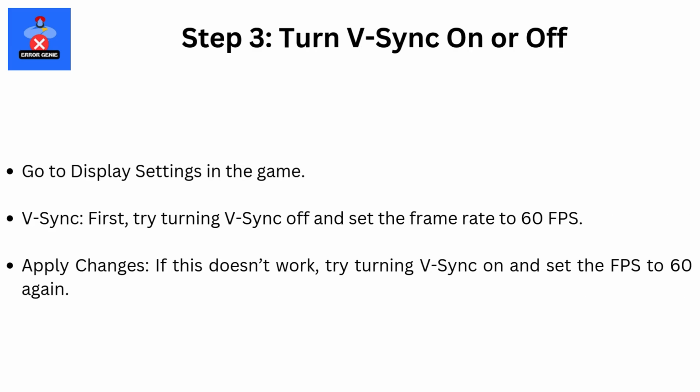Step 3. Turn Vsync on or off. Go to Display Settings in the game. Vsync. First, try turning Vsync off and set the frame rate to 60 FPS. Apply changes. If this doesn't work, try turning Vsync on and set the FPS to 60 again.